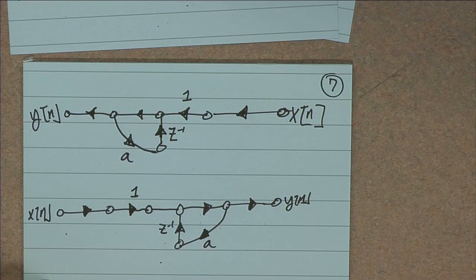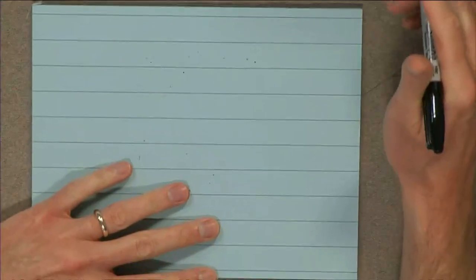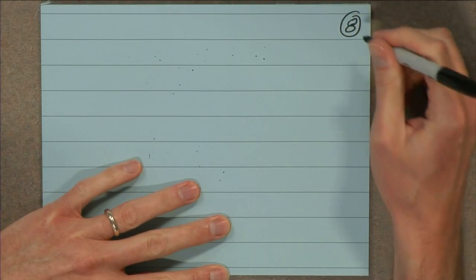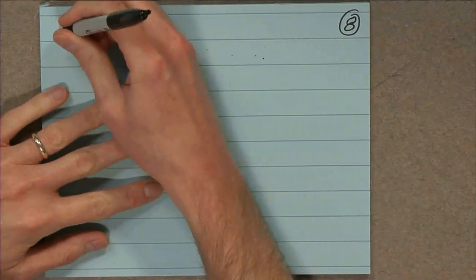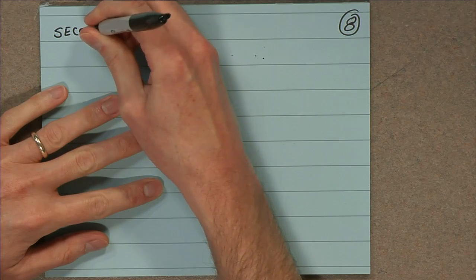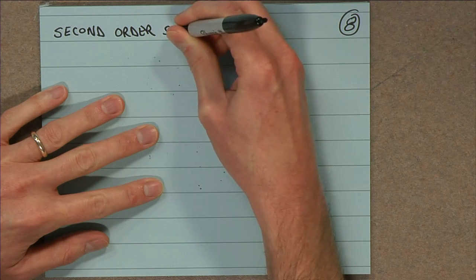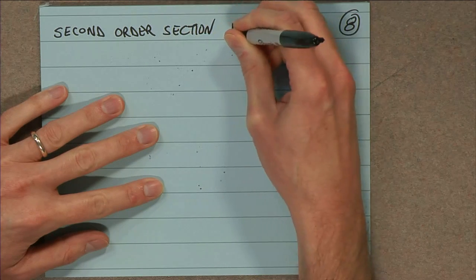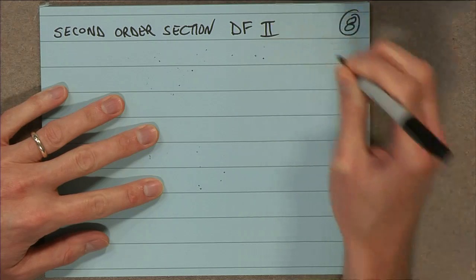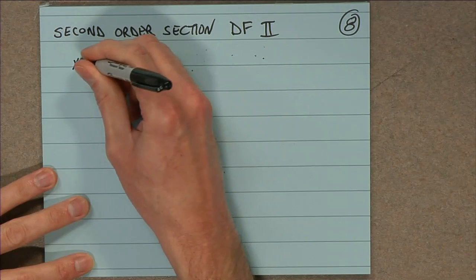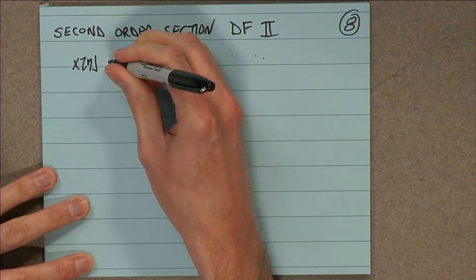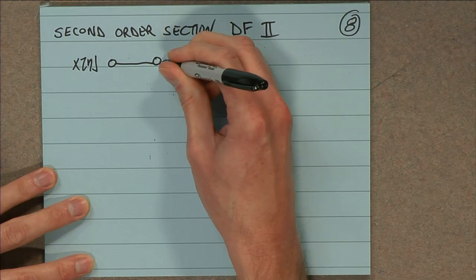But it turns out for things that are more complicated, it isn't. So we'll show an example of one of those that's somewhat useful. It's the second order section, direct form 2. We introduced this last time, but I want to put them all on the same page so you can see how it all looks.